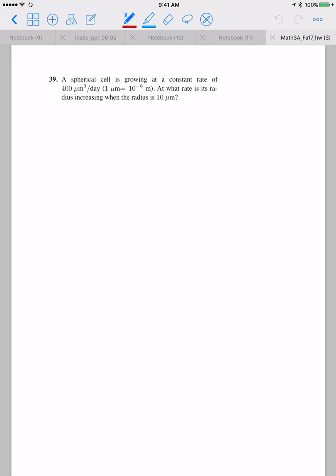Here we go. All right, 39. A spherical cell is growing at a constant rate of 400 cubic micrometers per day. And a micrometer is 1/10⁶ meters, so it's a millionth of a meter. At what rate is the radius increasing when the radius is 10 micrometers? So we've got the same situation. We've got a spherical cell. The cell is growing at a constant rate of 400 cubic micrometers per day. So that is equal to V prime.